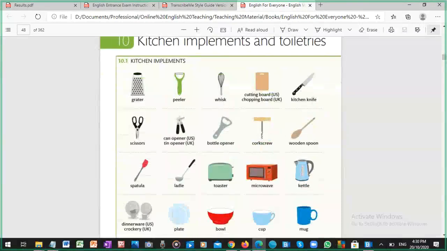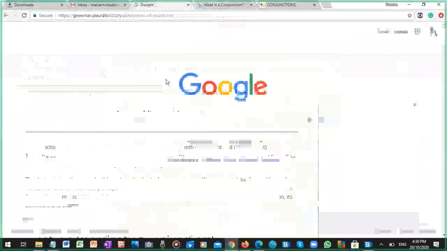The first one is a grater. Well done. The next one is a peeler. It's used to peel potatoes.